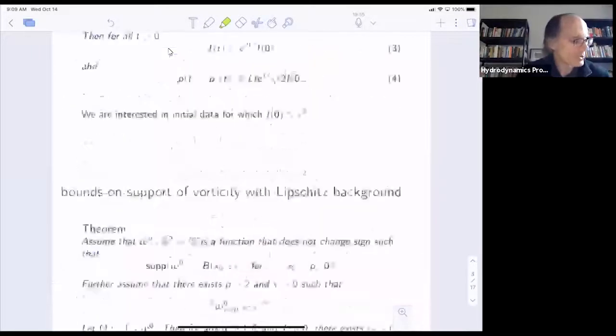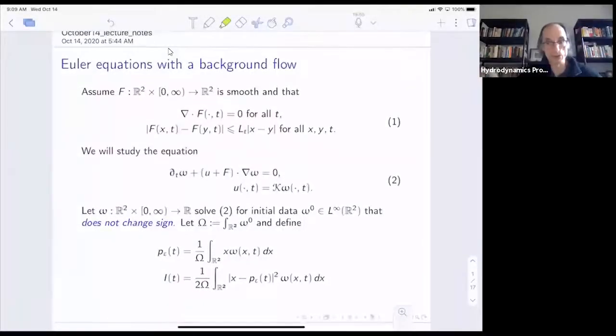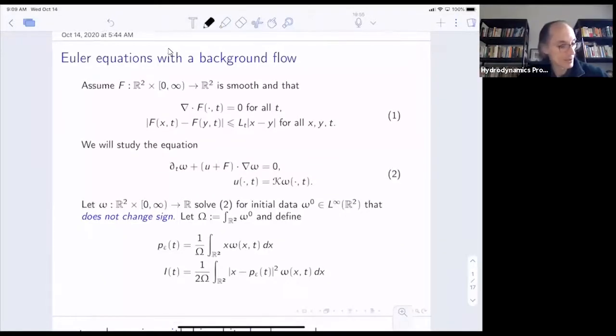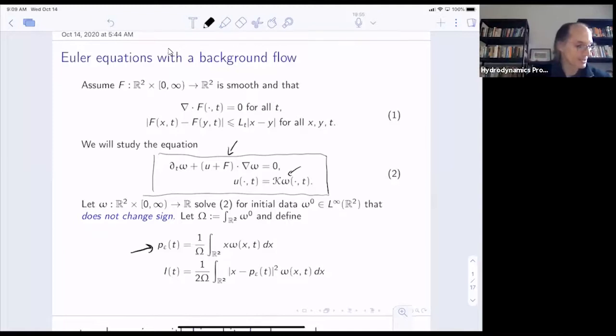Okay, and so what we've done so far is we've said that this formally reduces to studying the Euler equations with background flows, or we'll recall this reduction. And so we studied this system of equations where we think of F as being a given background, and I remind you that this K, script K, is the recipe for recovering the velocity field U from the vorticity omega, the so-called Biot-Savart law, the Biot-Savart kernel we've seen in great depth. And so then P epsilon is the center of vorticity. This I is the second moment about the center of vorticity.